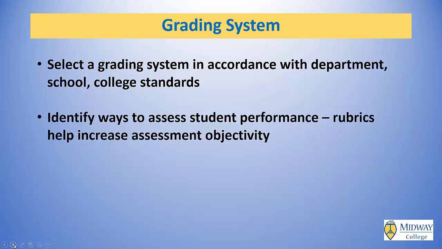Decide upon a grading system and check with your department chair to make sure it's consistent with standards chosen by the department or the college. Choose a grading system that is suitable for the course and communicates to your students your expectations about what is important and what you expect from them. Grading criteria can be made available in the form of rubrics and can increase objectivity when grading students' work.